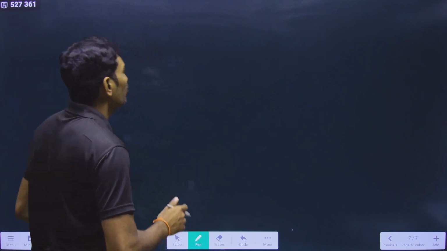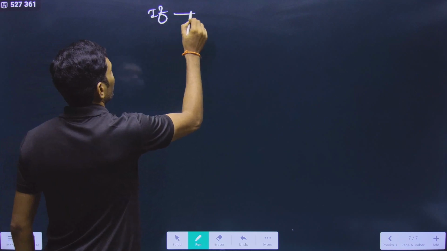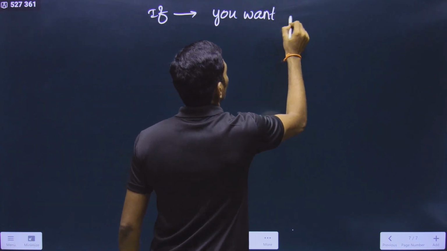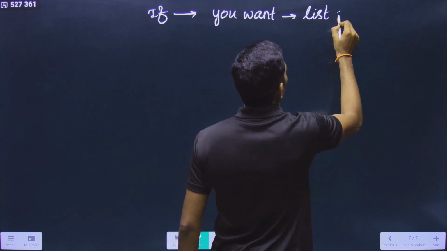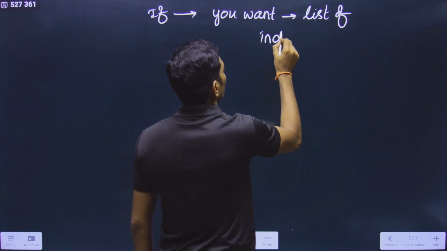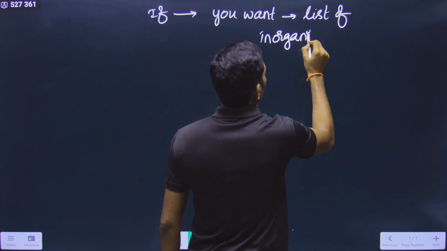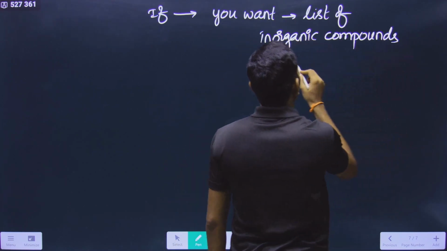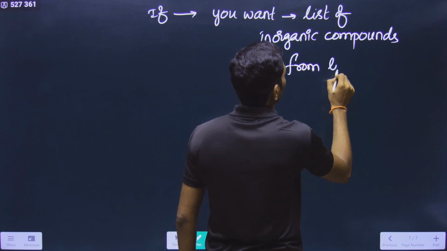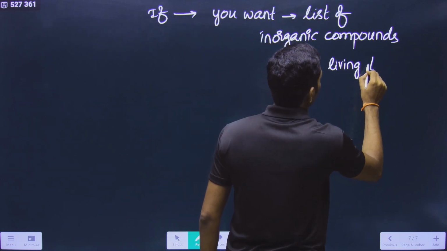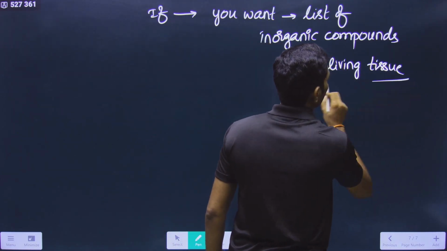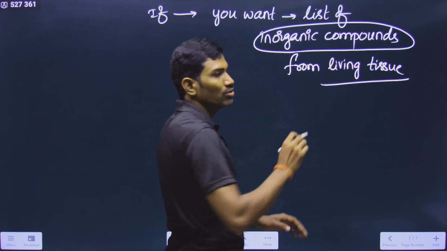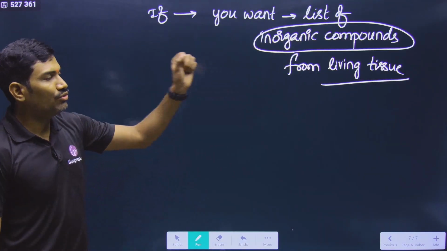But if you want the list of inorganic compounds from living tissue, now they are talking about another experiment. Now observe carefully. You want only inorganic compounds. You don't want organic compounds. Now how will you do this?